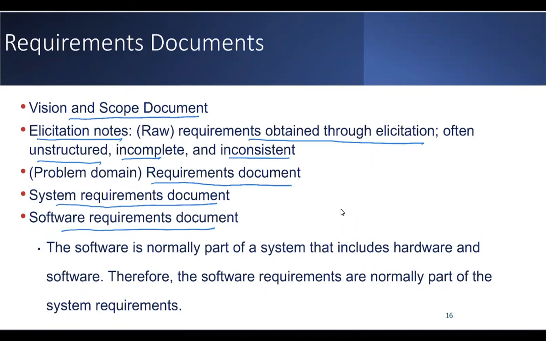The software requirements are normally part of the system requirements. We will talk about this later, but for now, we say that along the way, we do have different sets of requirements. It ends up with the SRS, but in each activity in the requirement engineering phase, or the requirement analysis and specification phase, we do have a vision and scope document. We could have elicitation notes. We could even collect documents about the system requirements, documents about the software requirements.